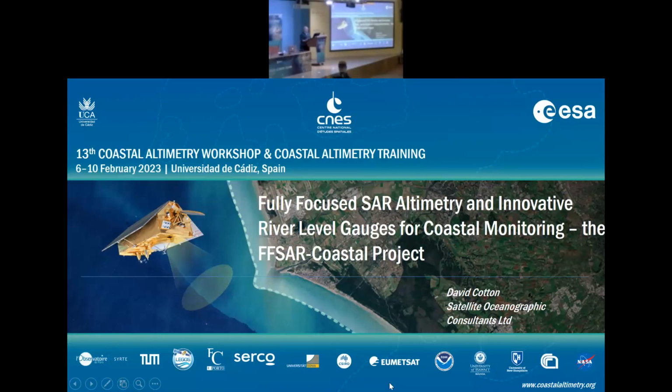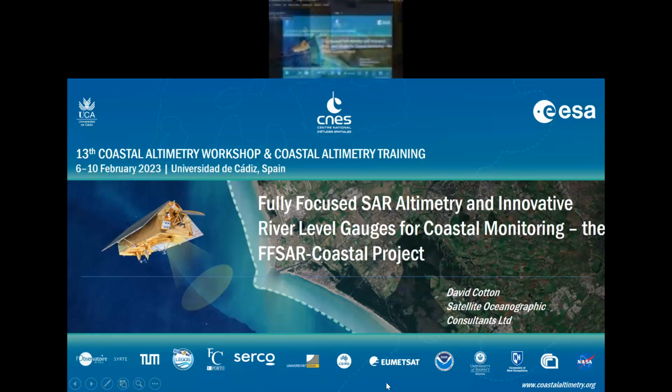Okay, and so the second one is about fully focused SAR processing. So it's about evaluating the potential of fully focused SAR altimetry for coastal monitoring, together with some river level gauges that a French company called Vortex have developed, which I'll tell you a little bit more about later.